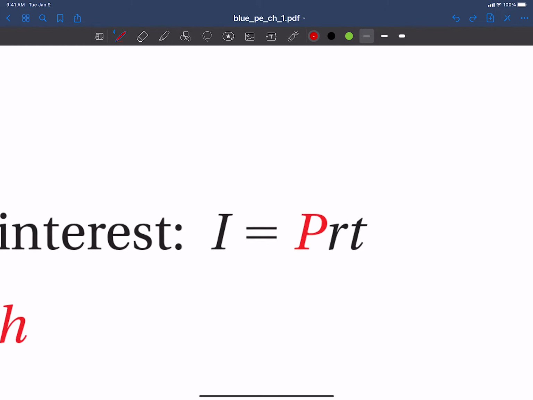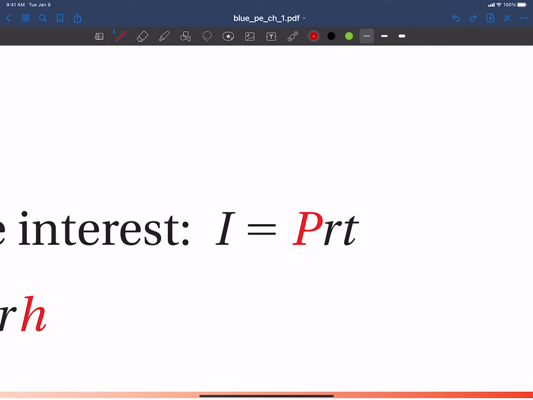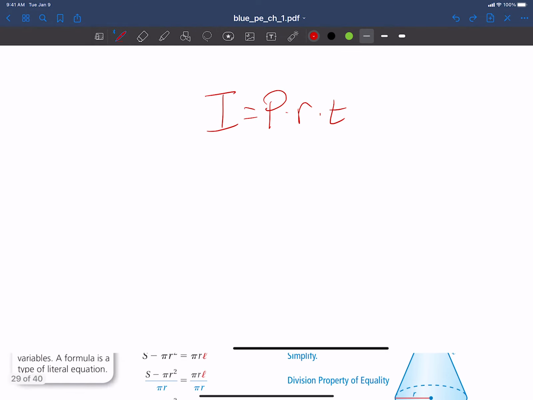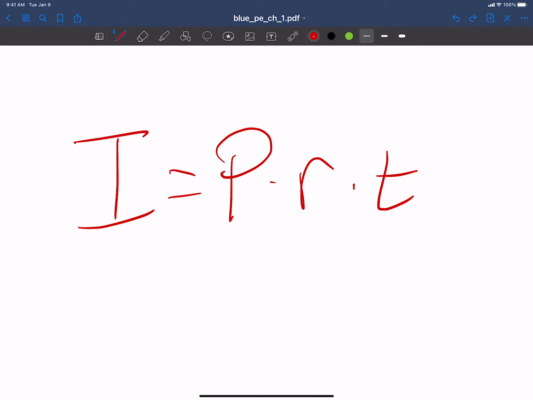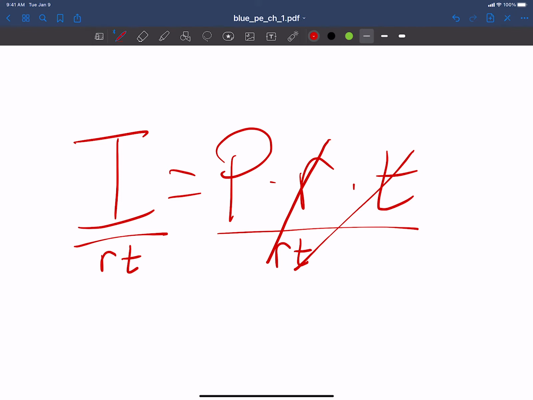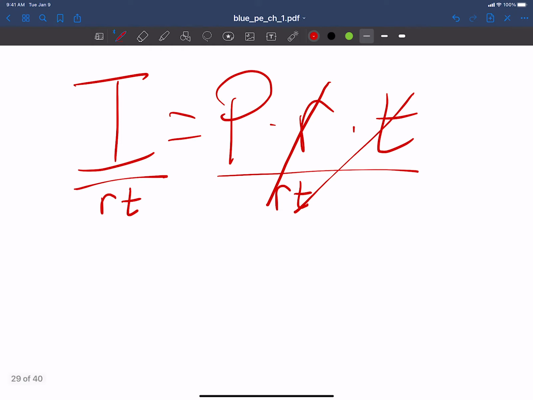Now, I want to get P all by itself. What is happening to P? P is being multiplied by R and T, so the opposite of multiplication is division. So we're going to divide by R and T. But if I do it to one side, I have to do it to the other. R over R equals 1, so those cancel out. T over T equals 1, so those cancel out. All I'm left with is my P, that's what I wanted. And my new equation is I over RT equals P.